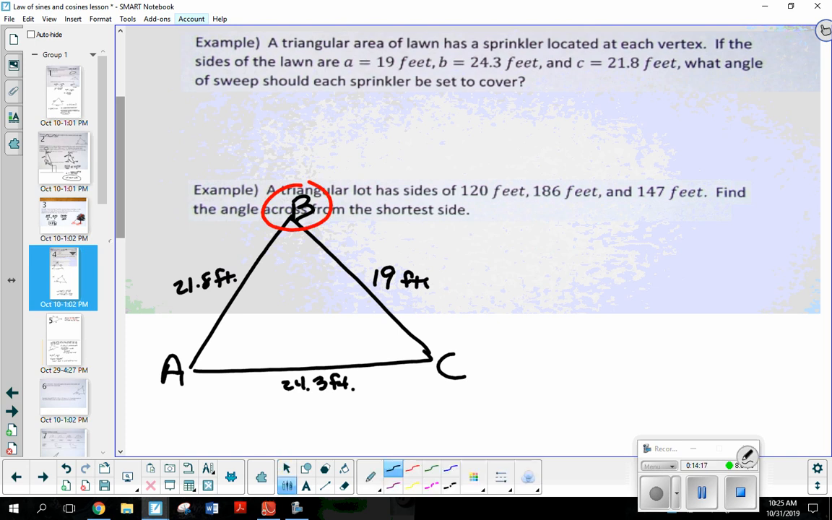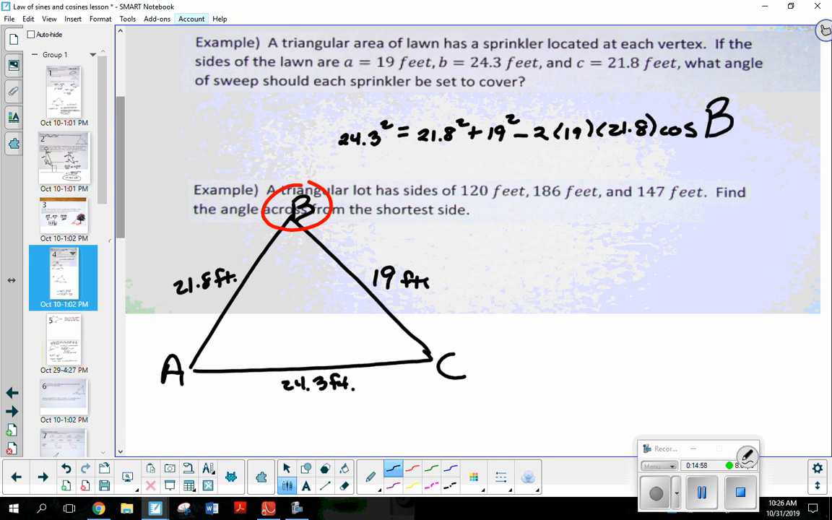So I'm going to take the information I have and plug it directly into my law of cosines. I'm going to start with side B. So 24.3 squared equals. Now remember, what do I do with the other two side lengths? Okay, I add them after squaring them. So I'm going to say 21.8 squared plus 19 squared minus 2 times their product. So 19 times 21.8. And I'm going to end it with cosine of what? There you go. We started this law of cosines with side B, so I'm going to end it with angle B.